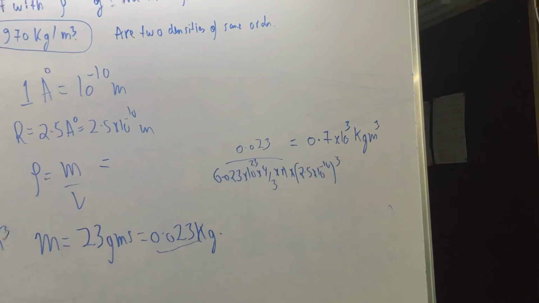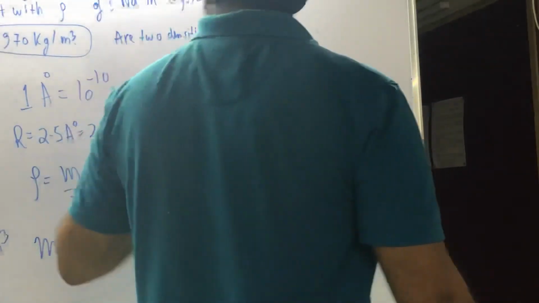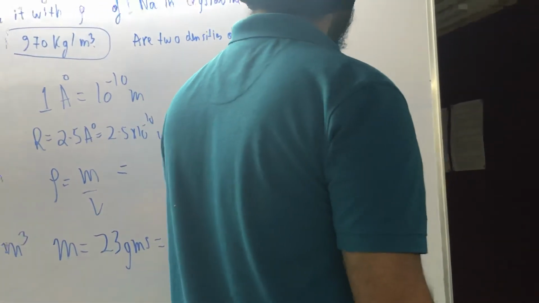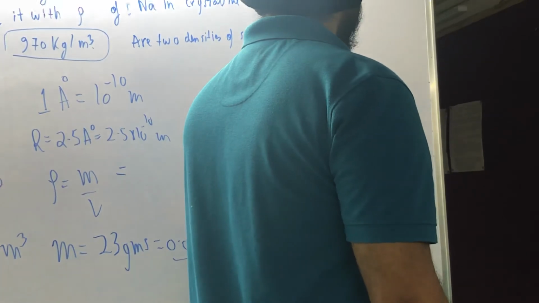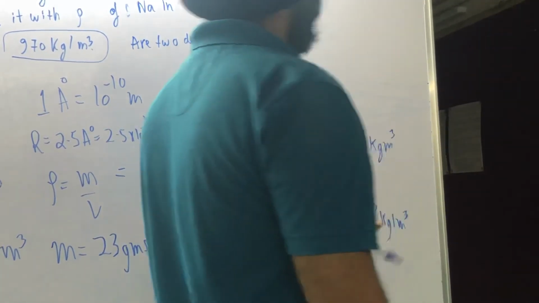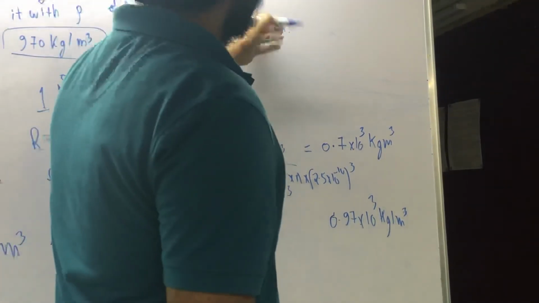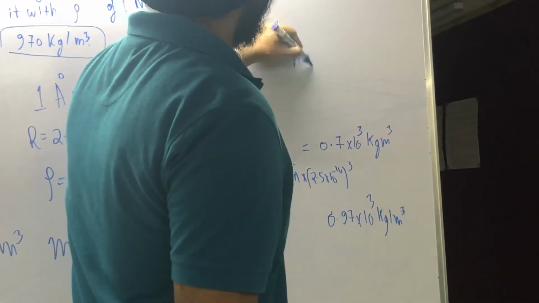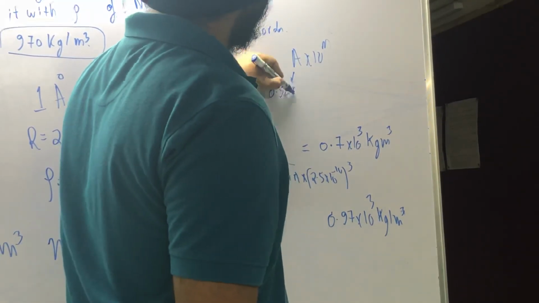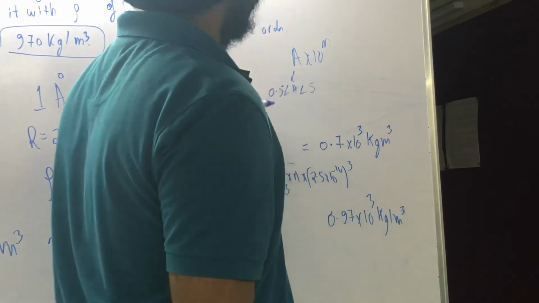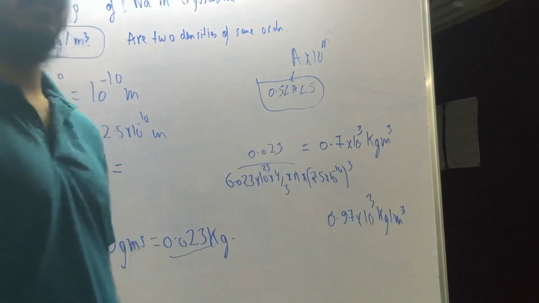Okay, and the density for this one is how much? Crystalline phase is 970, or you can write like 0.97 into 10 to the power 3 kg per meter cube. Now why I wrote in this form? Because we have to find the order. Okay, to find the order, the term should be in this form: A into 10 to the power n, where A is greater than 0.5 and less than 5. So we have to convert it into this form, and then we will find the value of n.